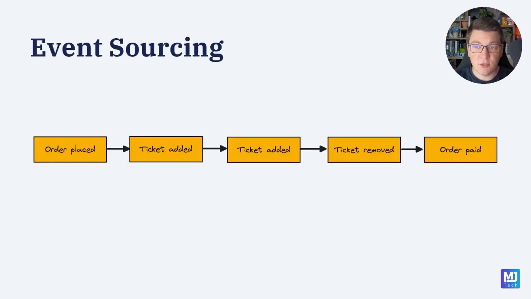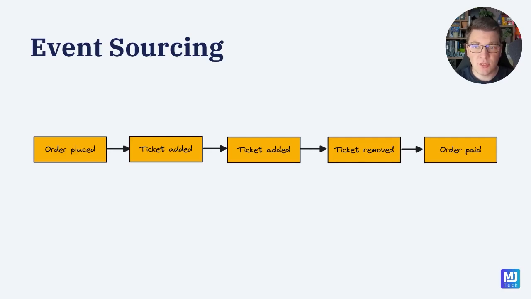The first pattern of event-driven architecture that I want to discuss is event sourcing. And the main responsibility of event sourcing inside of an event-driven architecture is managing application state. So with event sourcing, you are going to model the persistence of your system as a series of events applied in a specific order. For example, take a look at this stream of events. We have an order placed event, a ticket added event, another ticket added event, a ticket removed event, and then an order paid event.